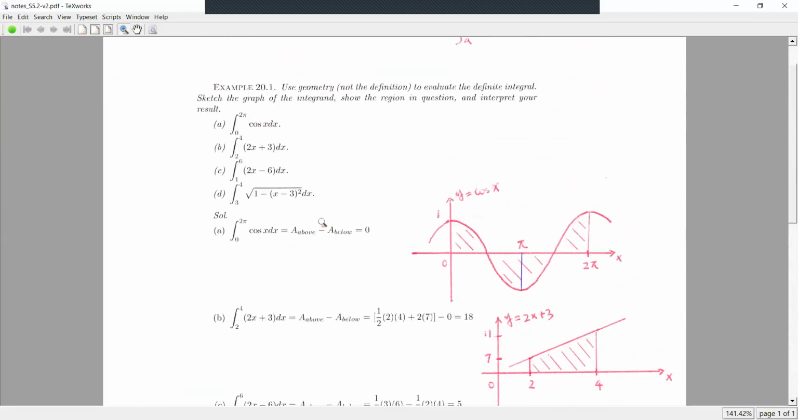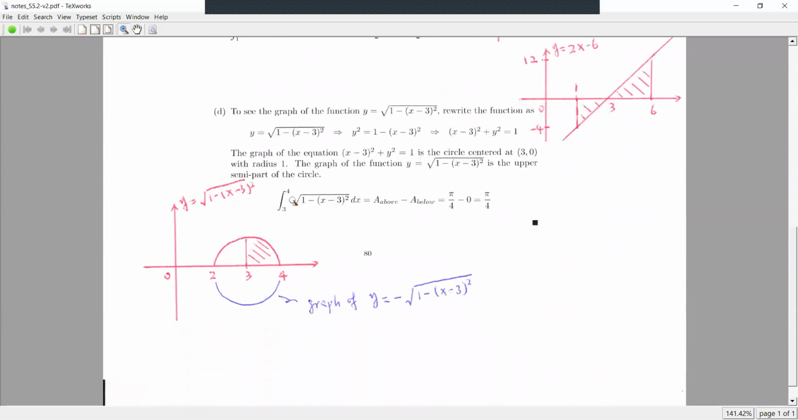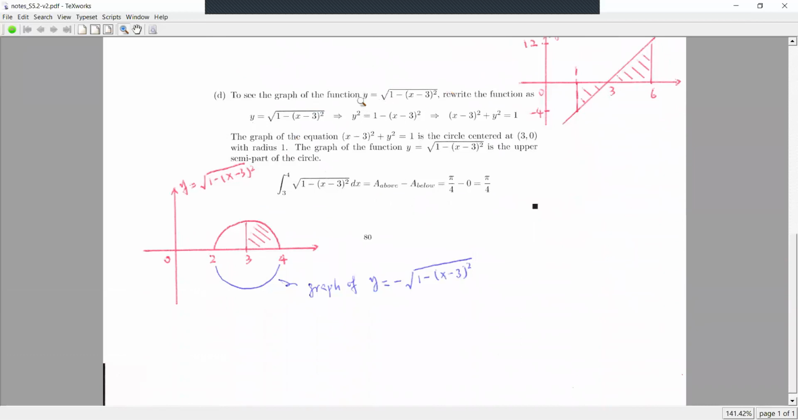Now the integral in D. The function is quite complicated. It turns out that the graph of this function is part of a circle. To see that the graph is part of a circle, let me denote the function by y, okay? Now, let me transform this equation into a circle equation.